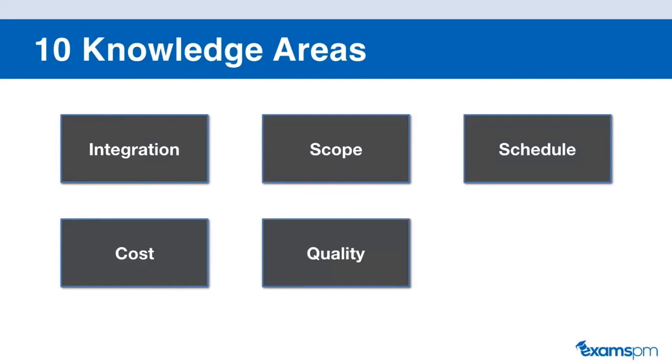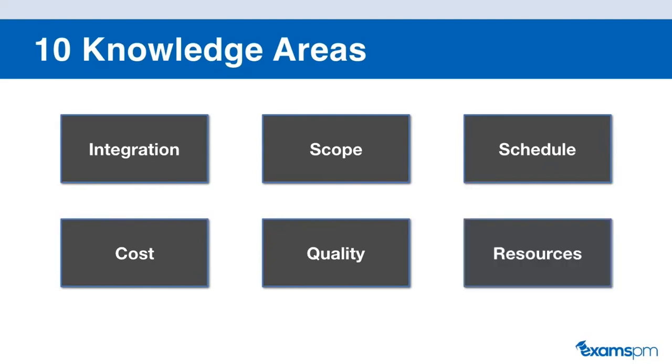Quality management includes the processes for incorporating the organization's quality policies regarding planning, managing, and controlling project and product quality requirements in order to meet the stakeholders' expectations. Next, we have project resource management. Project resource management includes the processes to identify, acquire, and manage the resources needed for the successful completion of the project.